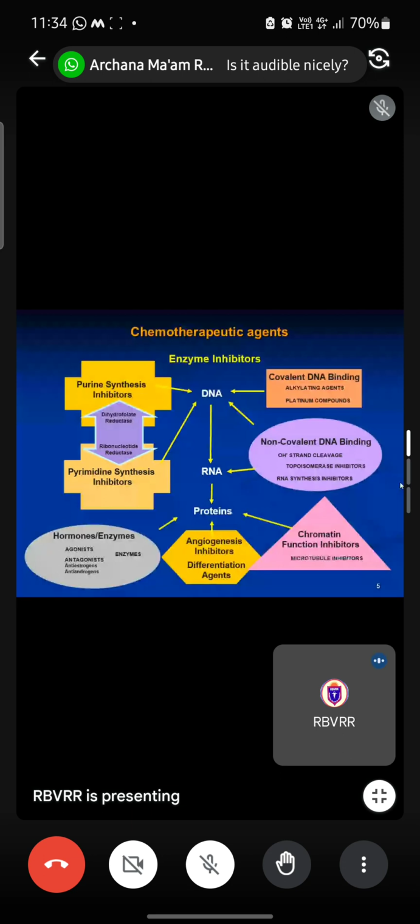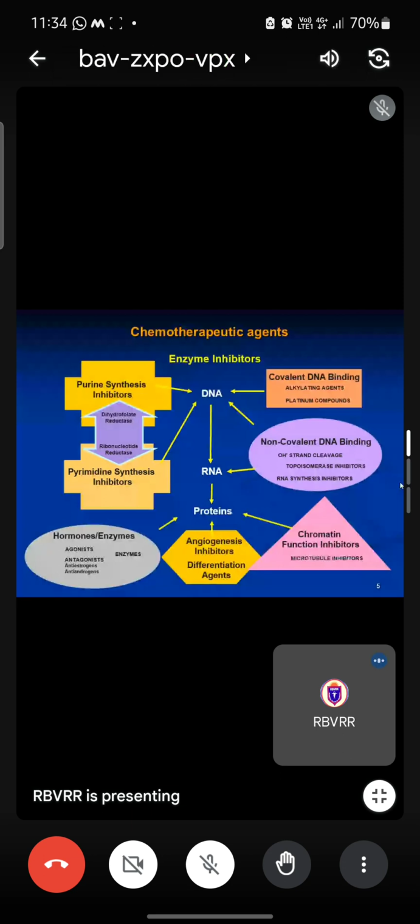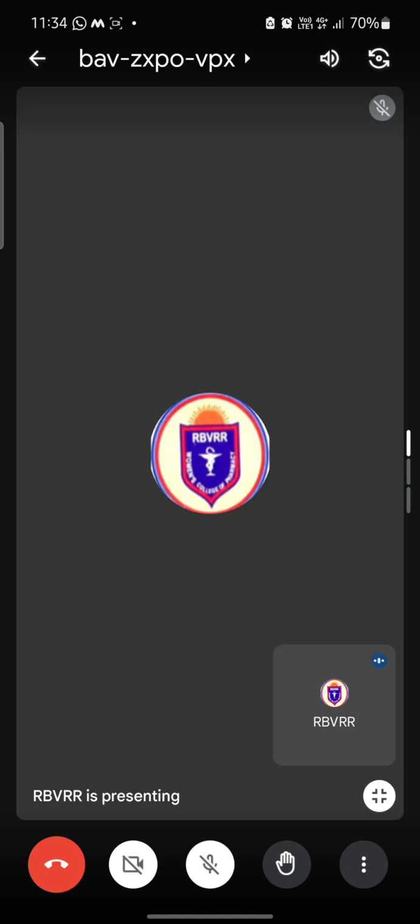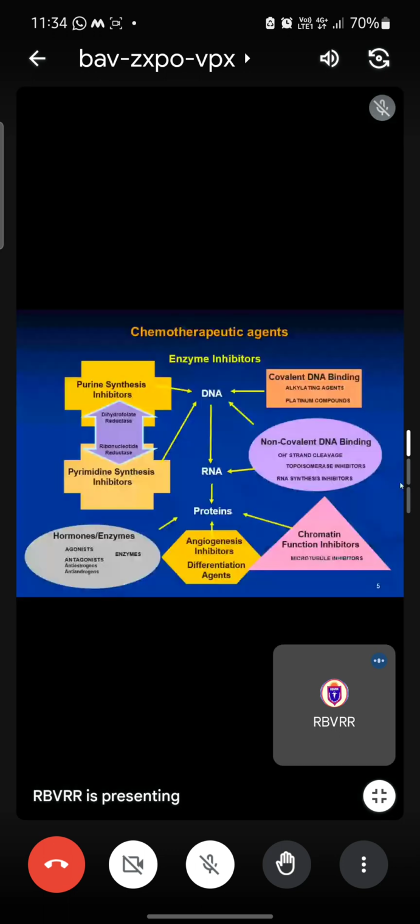And also, in turn, there is something through DNA, RNA also, and through proteins, where these types of agents work, like certain enzymatic and hormonal agents which are used, and also the chromatin function inhibitors, and the microtubule inhibitors, which is a very important one, getting lots of importance. I'll show you that once we go into the details of each aspect, which I'll be covering in this.